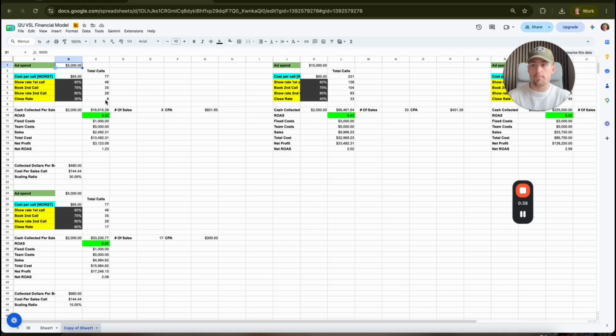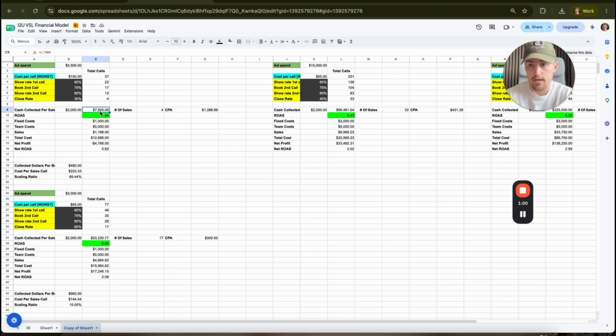Let's say, for example, we want to put in 5.5K in ad spend, okay? And our cost per call at the very worst that we can tolerate is $150. That means we're going to book 37 calls at a 60% show rate. We're going to have 22 calls on the calendar, and then we're going to have 17 sales calls. 13 of them are going to show, and with an industry average closer, we're going to have 4 closes. We're collecting 2K per close.